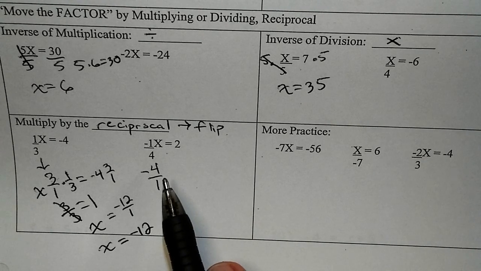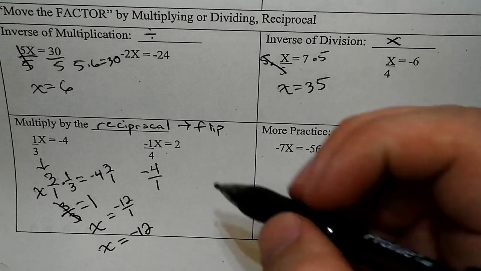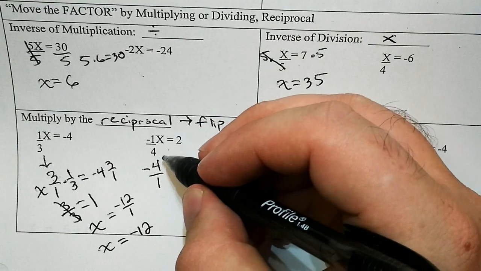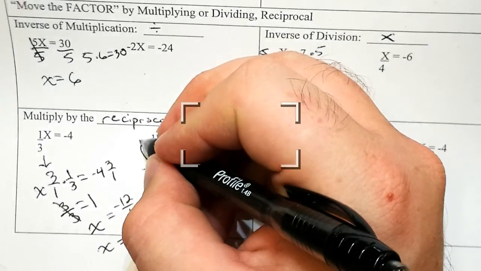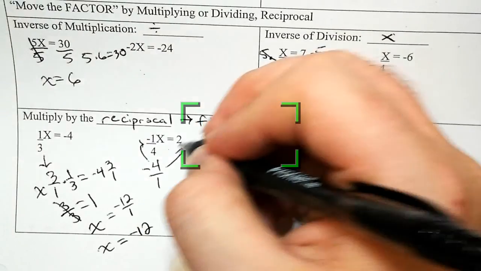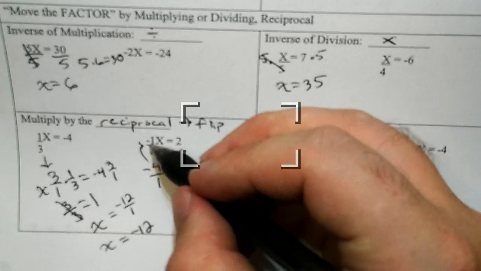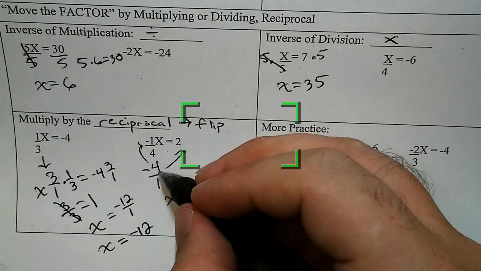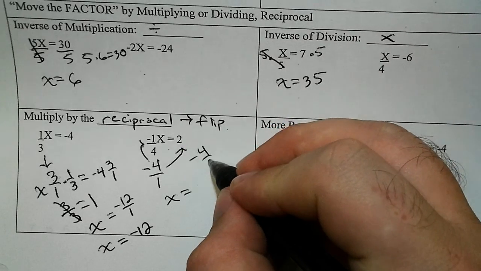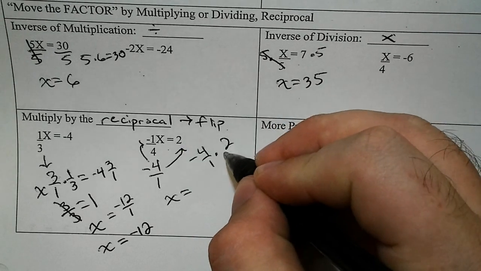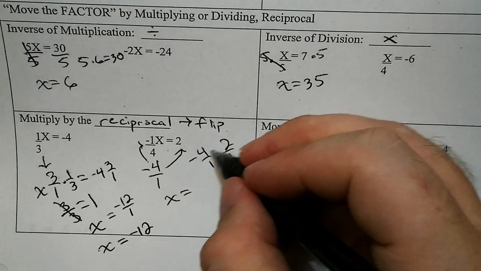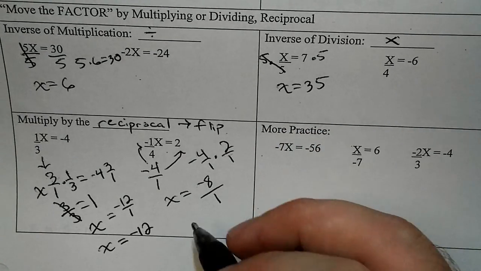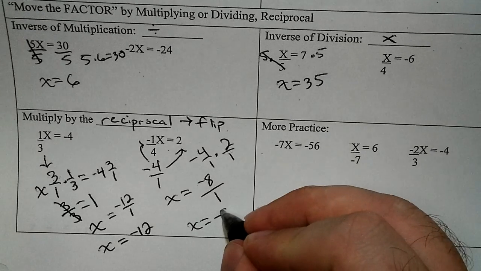This one, I'm going to do it with you. Just so we can see it again, the reciprocal of negative 1 over 4 is negative 4 over 1. So we're going to multiply this side by negative 4 over 1 and this side by negative 4 over 1. When I multiply these two, they cancel and just give me x. When I do negative 4 over 1 times 2, put it over 1, multiply across, negative 4 times 2 is negative 8. 1 times 1 is 1, negative 8 over 1, which simplifies down to negative 8.